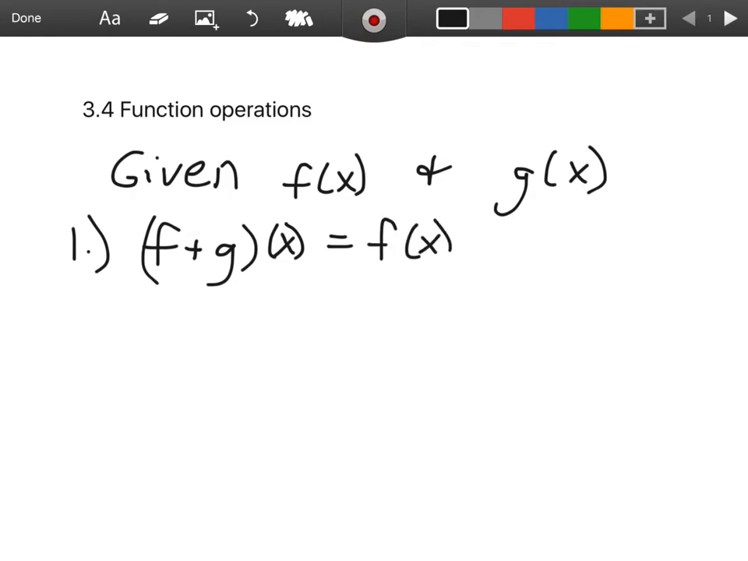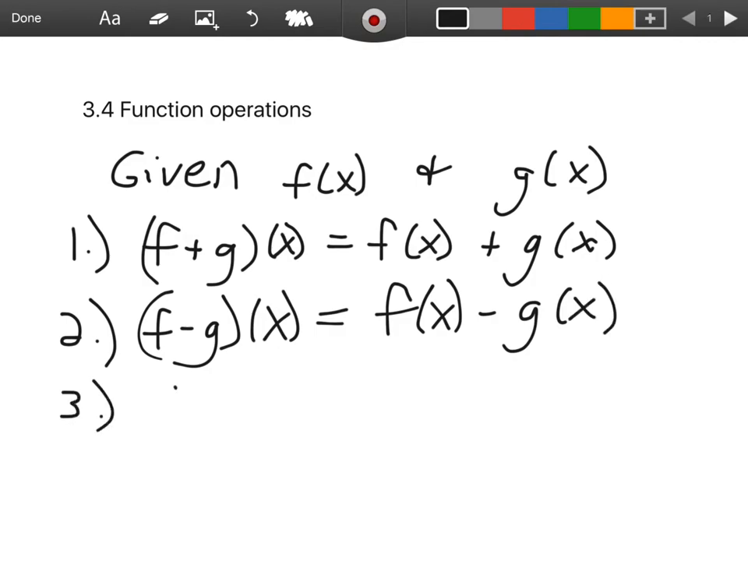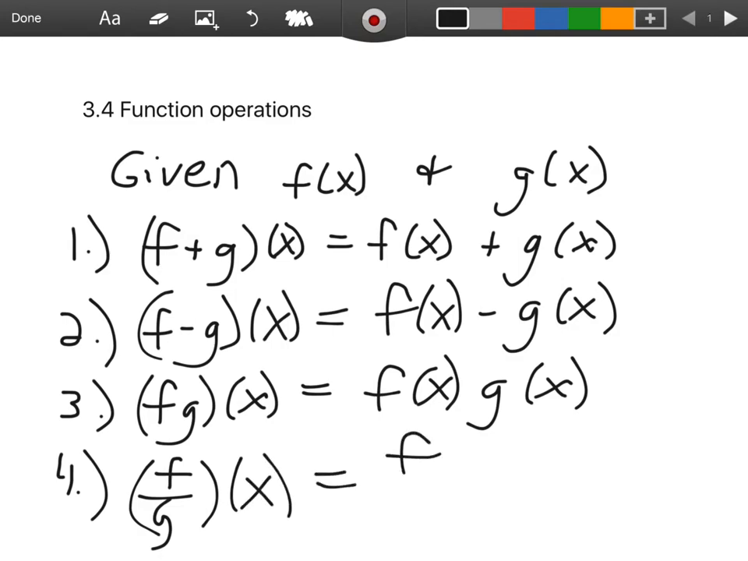So with addition, you simply just add the functions together. With subtraction, subtract. Multiplication, multiply. And then division, we divide. And just use your techniques for combining like terms.